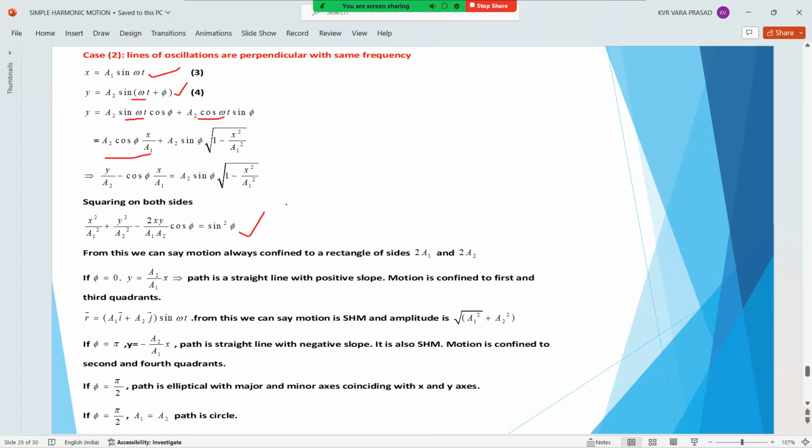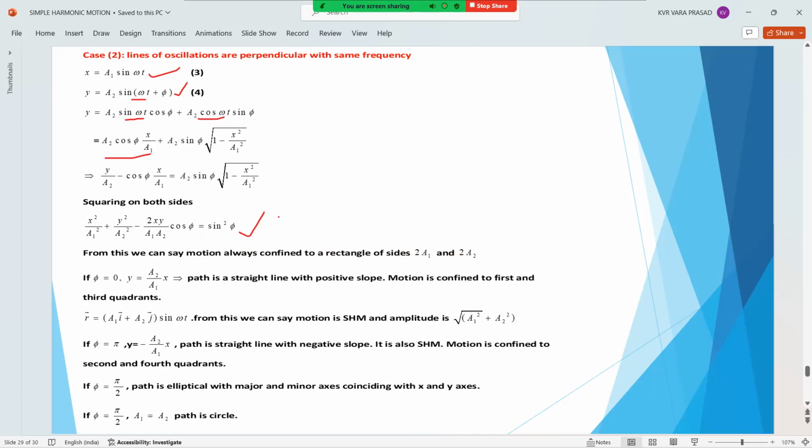See what we got. It is x square by a1 square plus y square by a2 square minus 2xy cos phi by a1 a2 equal to sin square phi. So from this equation we can say that the motion is always confined to a rectangle of sides 2a1 and 2a2. Let us now study the possible cases in this one.